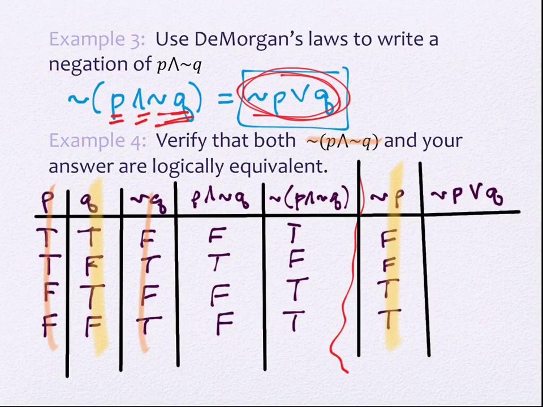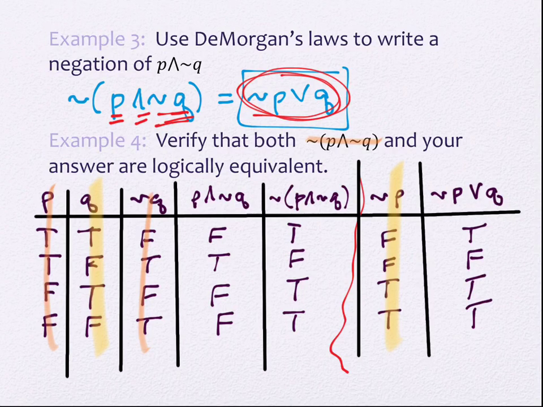So on the first row, I have true and I have false, which gives me true. The second row, I have false and false, which gives me false. The third row is true and true, which gives me true. And the fourth row is false and true, which gives me true.